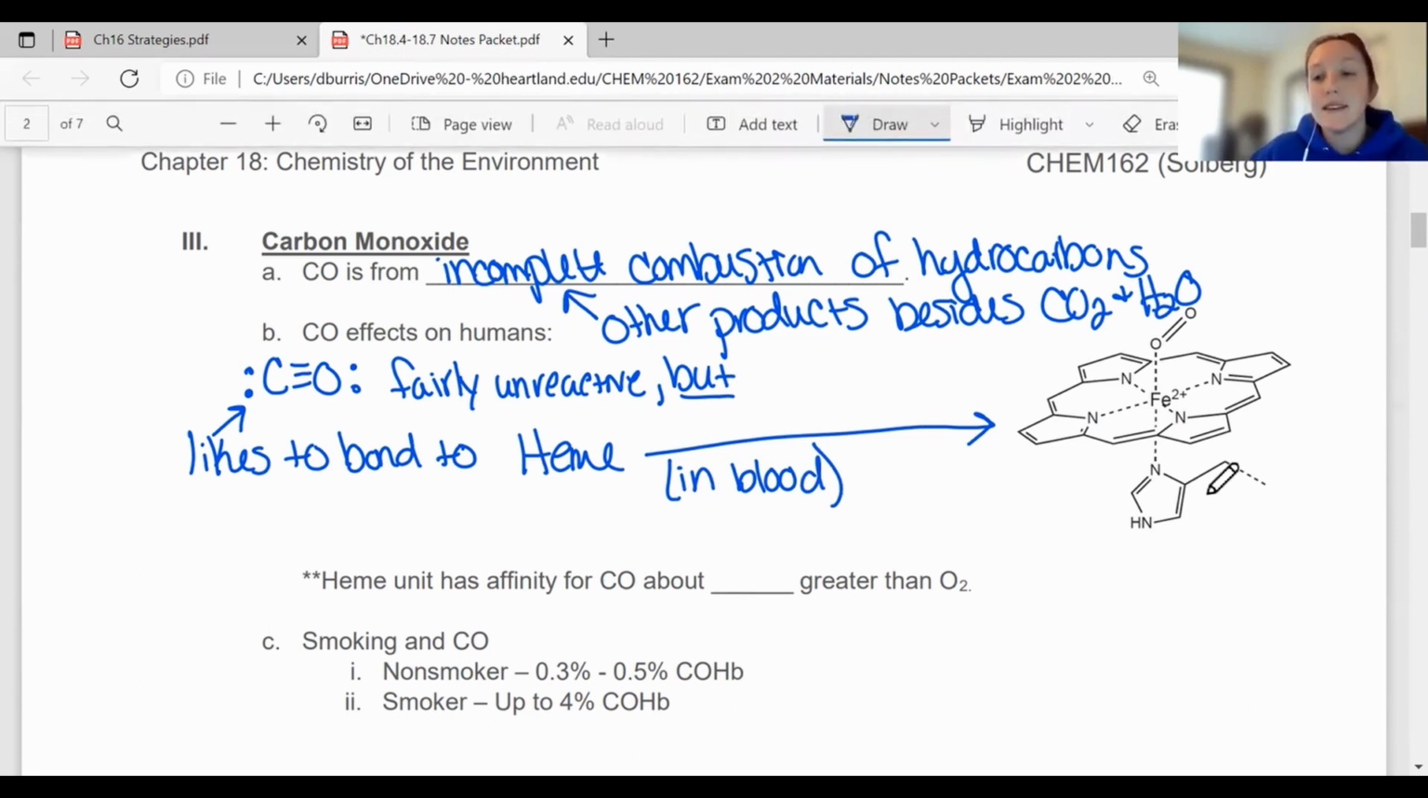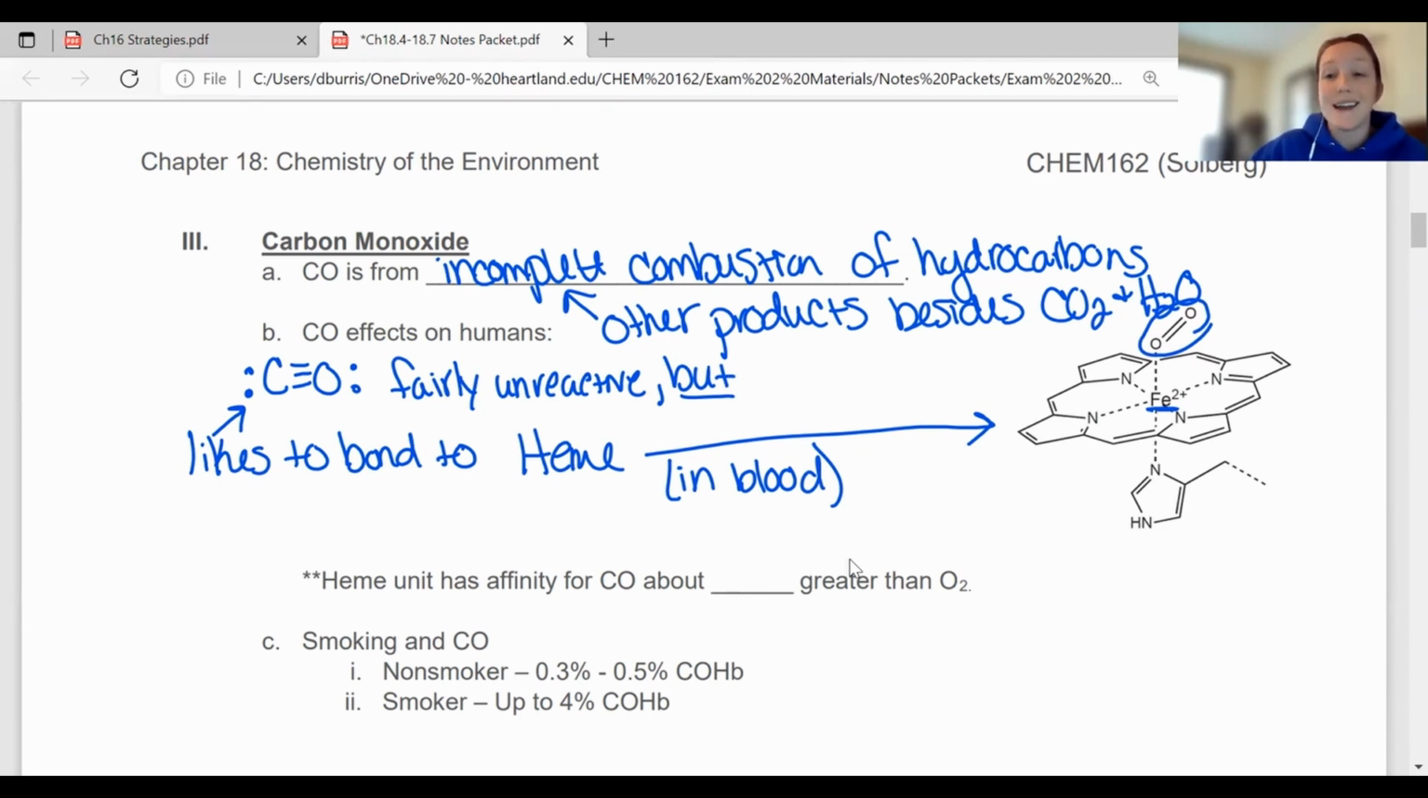Okay, so what happens is, this is a heme molecule. See the little iron there? So we've got iron in our blood. Oxygen is supposed to bond to heme. However, if there's too much, carbon monoxide takes the place of the oxygen and your body can't circulate oxygen. So the problem is that heme has an affinity for carbon monoxide 210 times greater than oxygen.